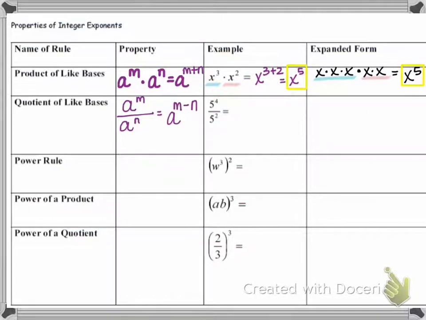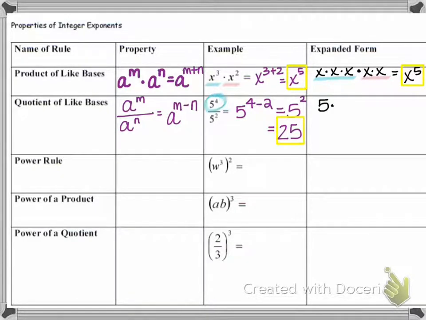5 to the 4th over 5 squared. Since the base is the same in the numerator and the denominator, I have a base of 5 raised to the 4 minus 2 power, which is 5 to the 2nd power, and this one I can simplify to 25. But again, let's make sure we understand the rule.